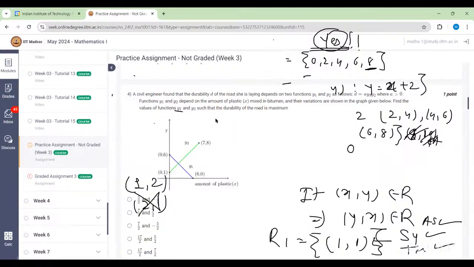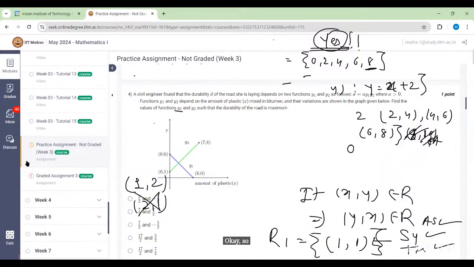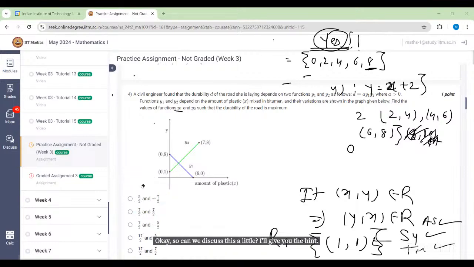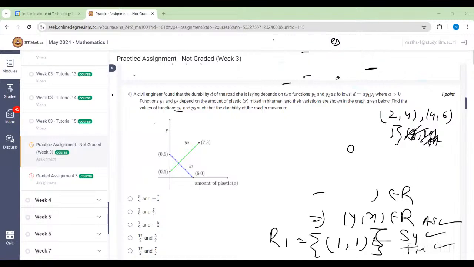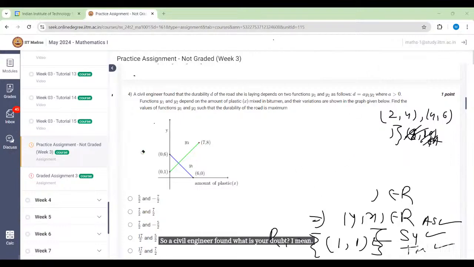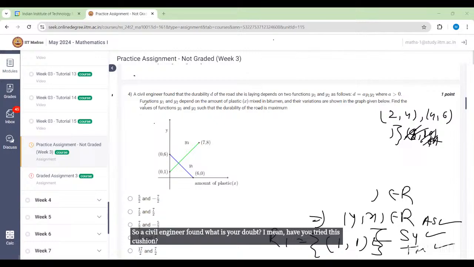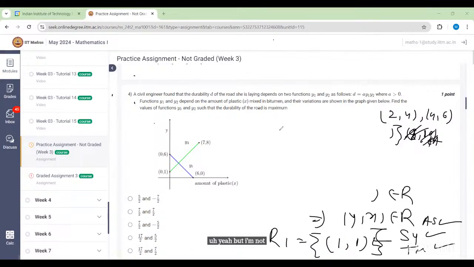Okay, so can we discuss this a little? I'll give you the hint because... don't have that. So a civil engineer found... What is your doubt? I mean, have you tried this question? Yeah, but I didn't understand this concept, so I just want to.